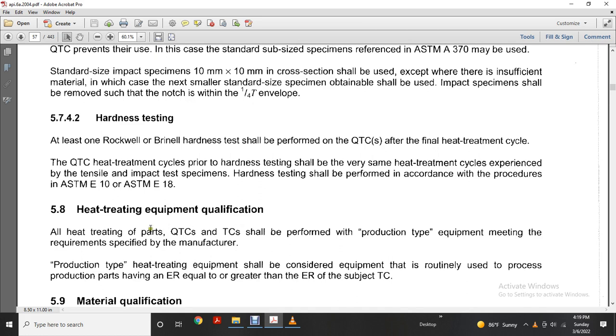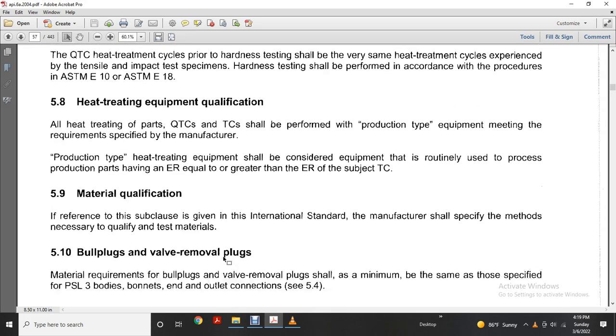Heat treating equipment qualification. Heat treating of the qualification test coupons is performed in production type equipment meeting the equipment specified by the manufacturer. Production type heat treating equipment is considered equipment that is routinely used to process production parts, with an equivalent round equal to or greater than the equivalent round of the qualification test coupon. Material qualification: reference subclauses given in the international standard. The manufacturer shall specify the method necessary to qualify the material.